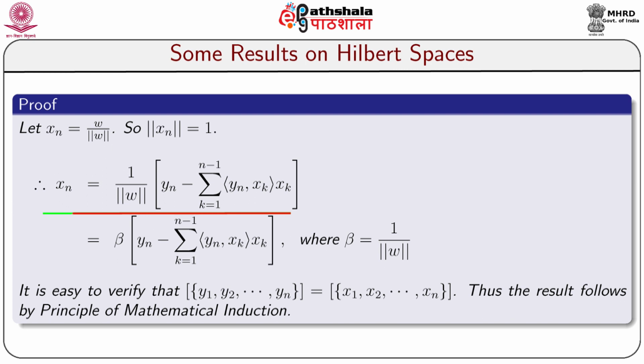Therefore, xn equal to 1 by norm of W into yn minus sigma k equal to 1 to n minus 1 inner product yn comma xk into xk, which is equal to beta into yn minus sigma k equal to 1 to n minus 1 inner product yn comma xk into xk, where beta equal to 1 by norm of W. It is easy to verify that the span of y1, y2, up to yn is equal to the span of x1, x2 up to xn. Thus, the result follows by the principle of mathematical induction.